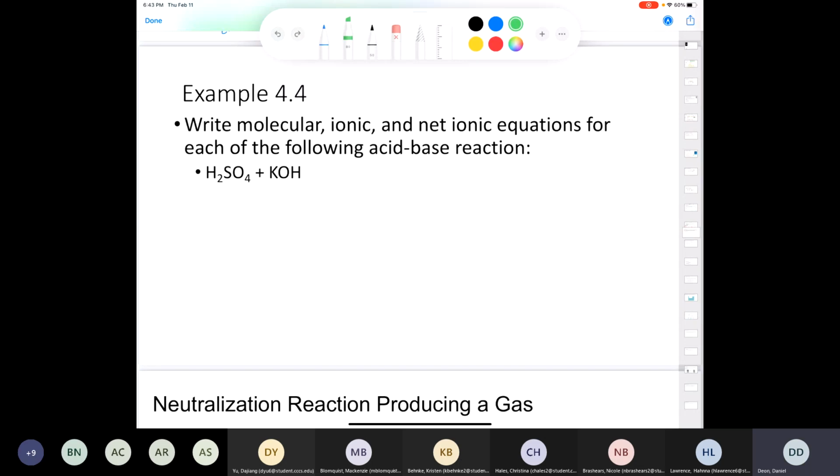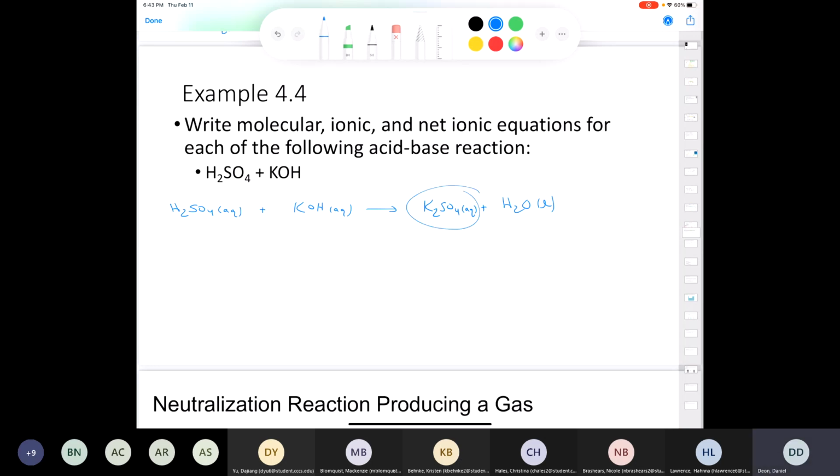Let's write a molecular, ionic and net ionic equation for this acid-base reaction: sulfuric acid plus potassium hydroxide. Sulfuric acid is a strong acid and potassium hydroxide is a strong base. I'm going to do this one a lot quicker. They're going to combine to give me water plus potassium sulfate, K2SO4, which is soluble. I don't have to look it up in the solubility table because I have most of them memorized, I think.